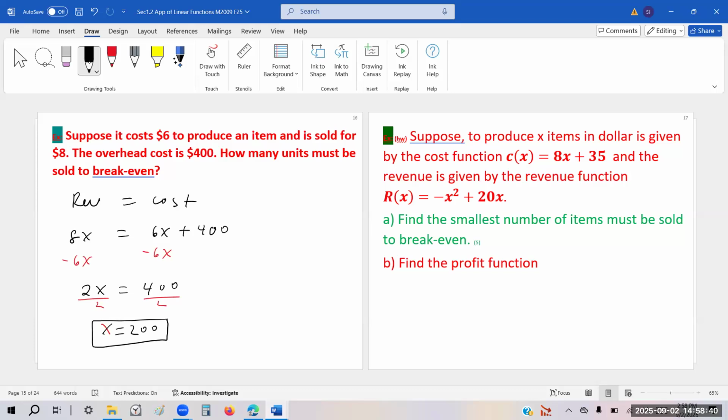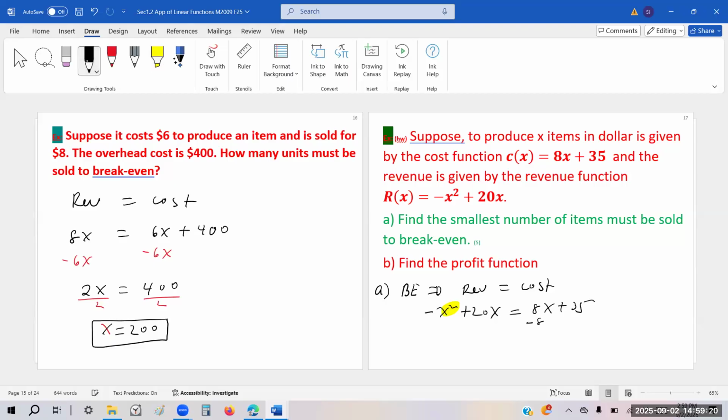So for A, it says do the break even. So break even, we know it's revenue equals cost. Our revenue is negative x squared plus 20x. Our cost is 8x plus 35. Anytime you see a square or cubic function or anything bigger than 1 degree, try to bring everything to one side because your goal is to see if you can factor anything.